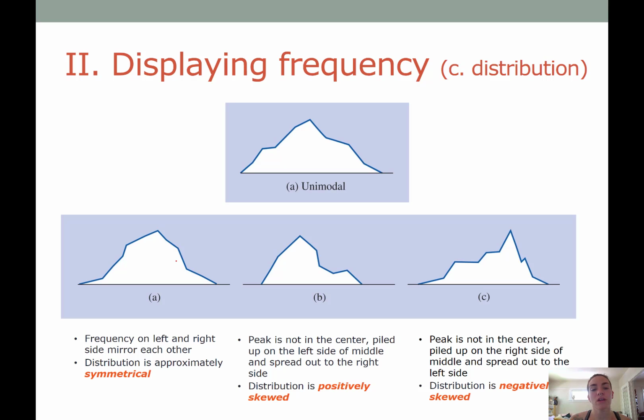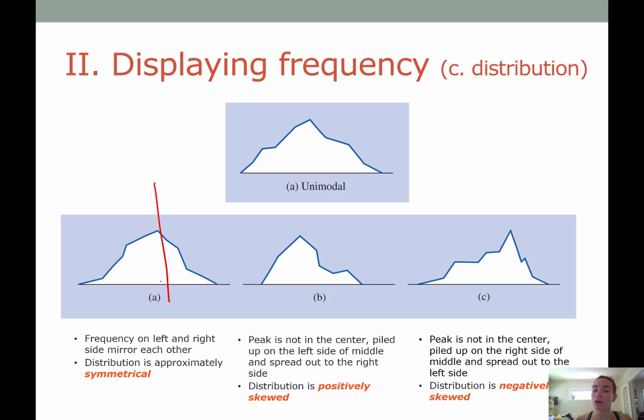So we could talk about a distribution that's symmetrical, or in other words, that it's a mirror image of itself on either side of the peak of the distribution. And that doesn't have to be exact. You can see this one isn't an exact mirror image if we folded it in half, but it is approximately symmetrical.